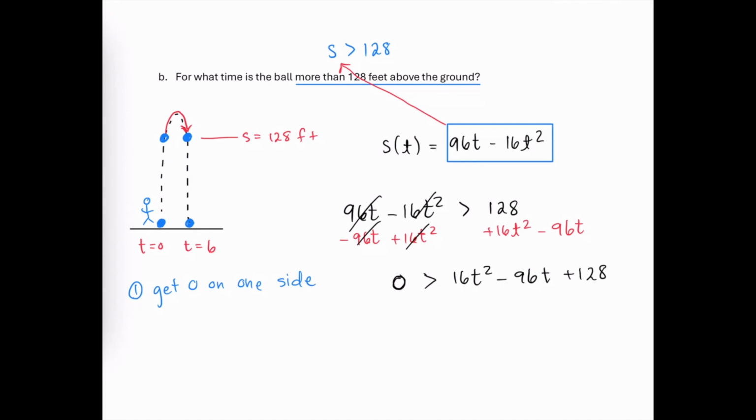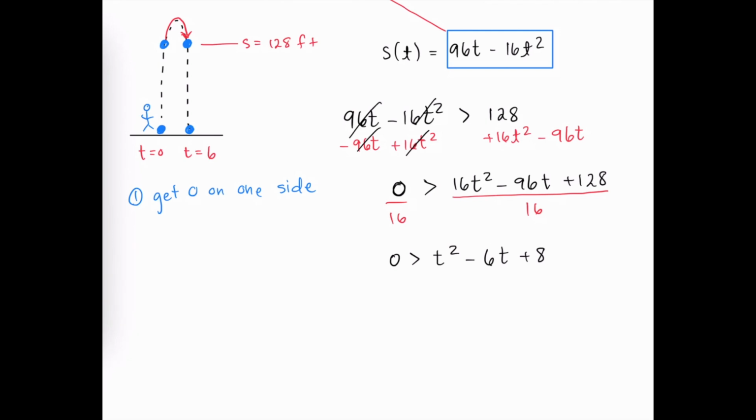Now the numbers in the quadratic expression on the right-hand side are pretty big, but they all divide evenly by 16. So to make our computation a little easier, I'm going to divide both sides by 16. So we get t squared minus 6t plus 8, and that looks a lot easier to work with.